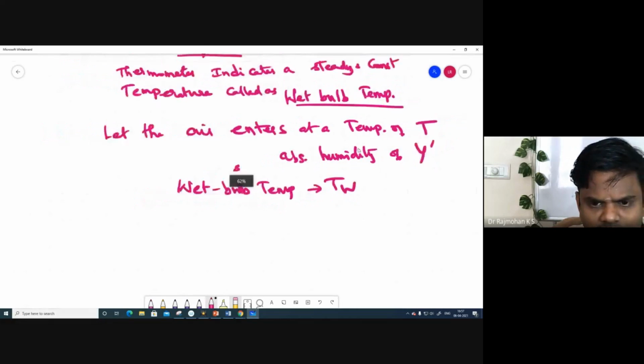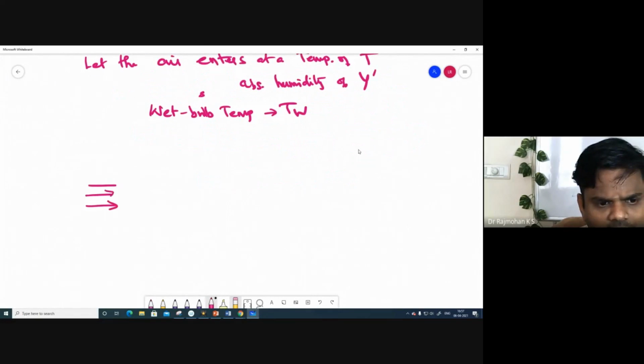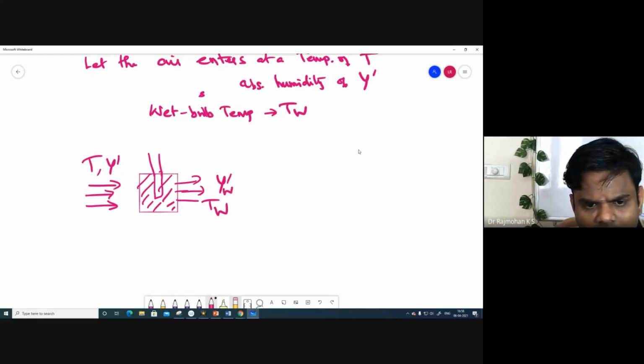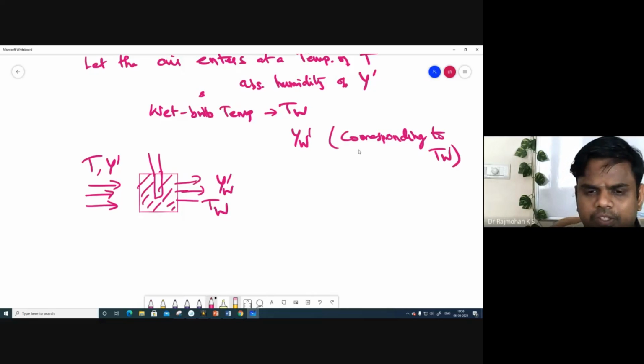Okay, so what we have is air entering with temperature T and humidity Y dash. The air will be saturated such that the wet bulb temperature is TW and the absolute humidity is YW corresponding to TW. So the air that is leaving will have a temperature of TW and its humidity is YW dash, the humidity corresponding to the wet bulb temperature.